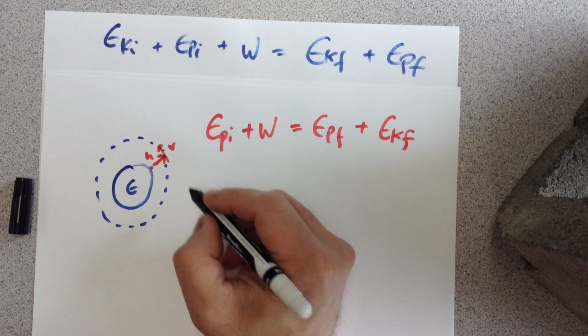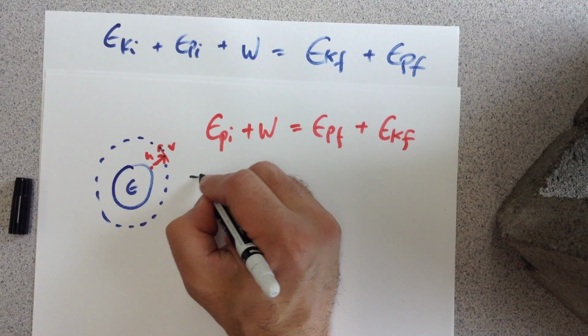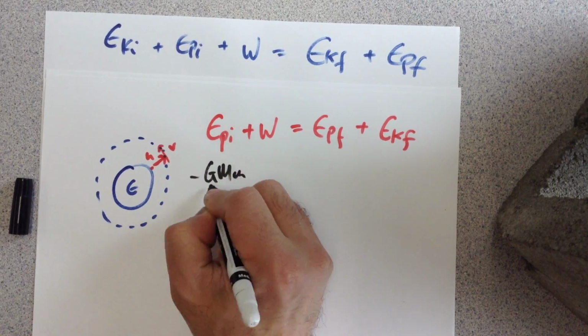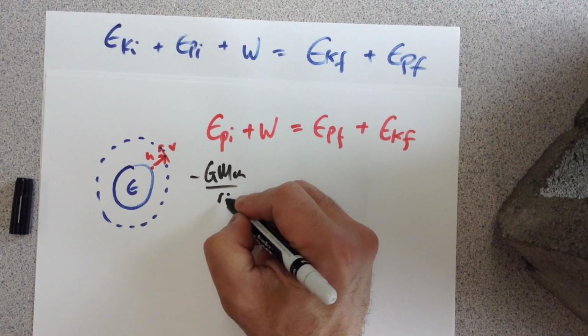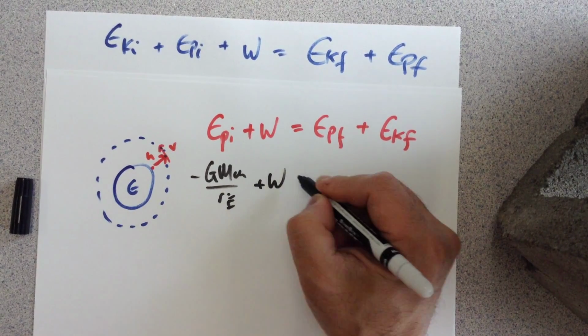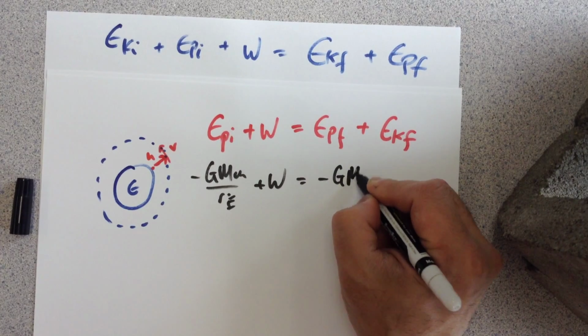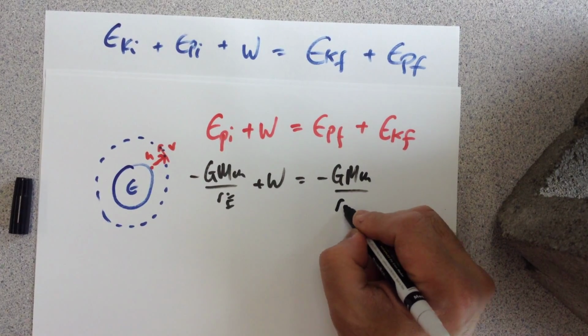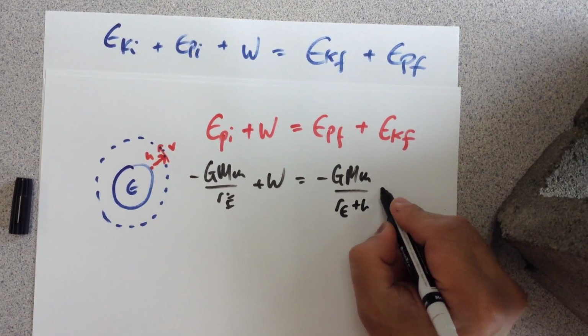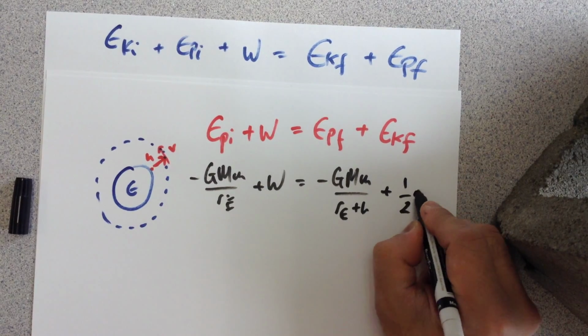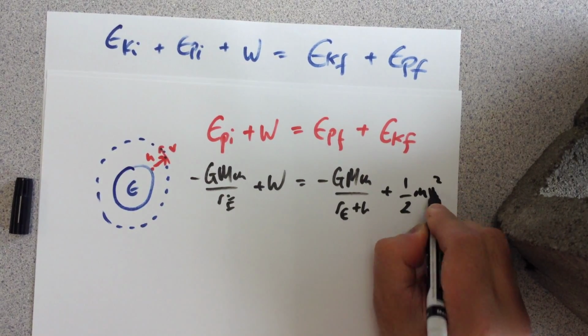So this is negative GMm over Ri, which is the radius of the Earth, plus the work you do, equals negative GMm over the radius of the Earth plus the height, plus 1/2 mv squared.